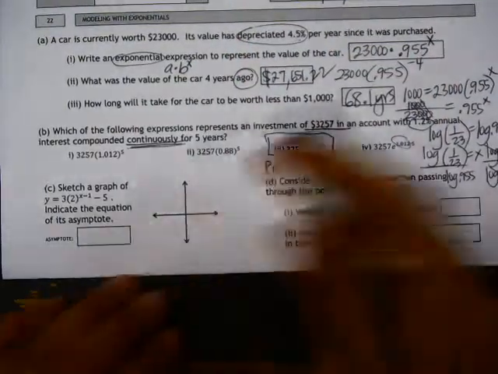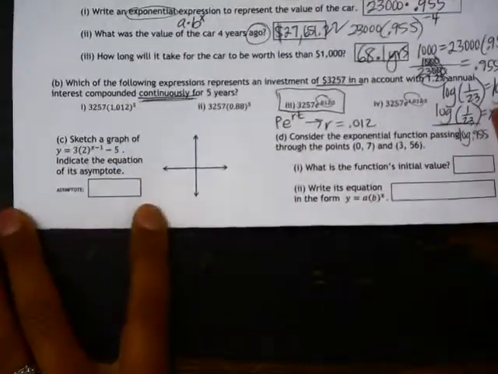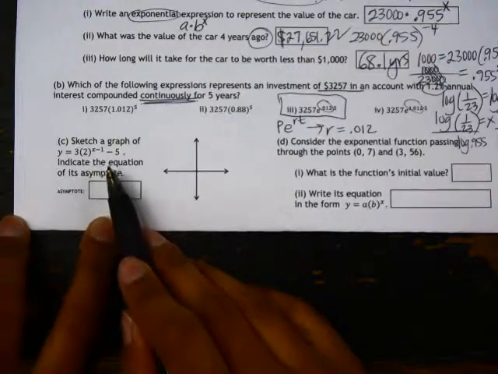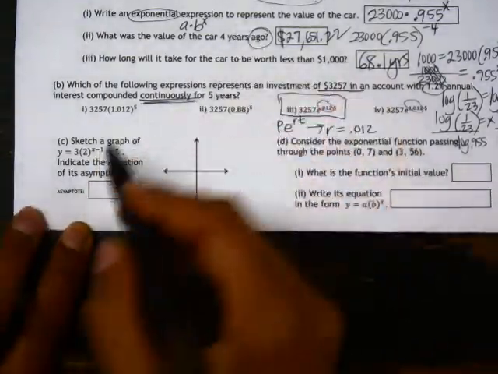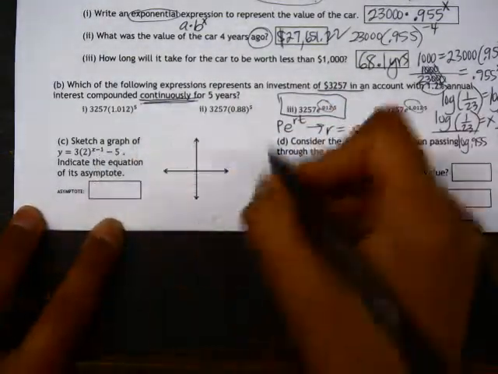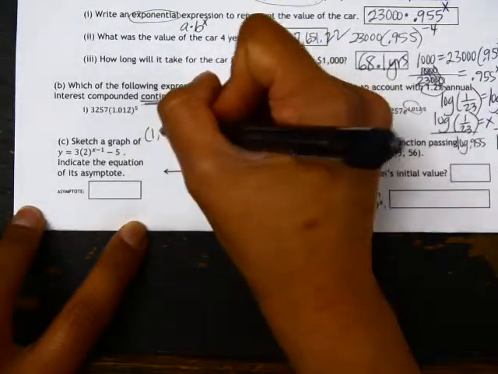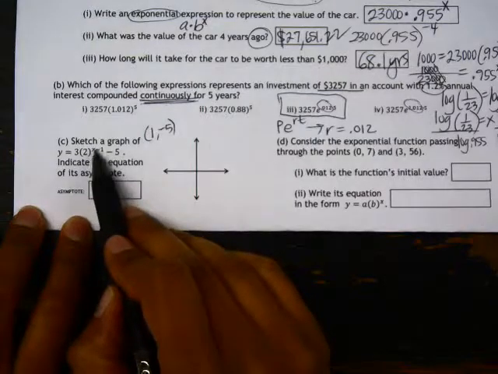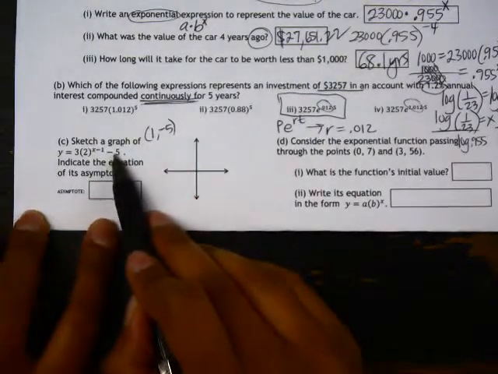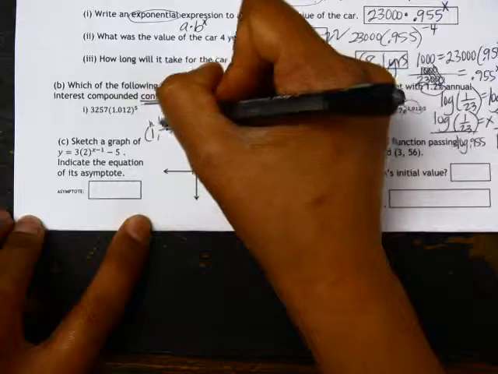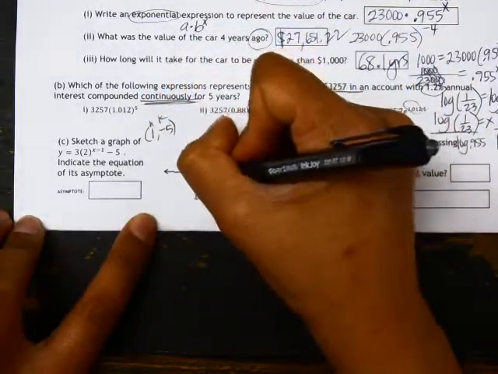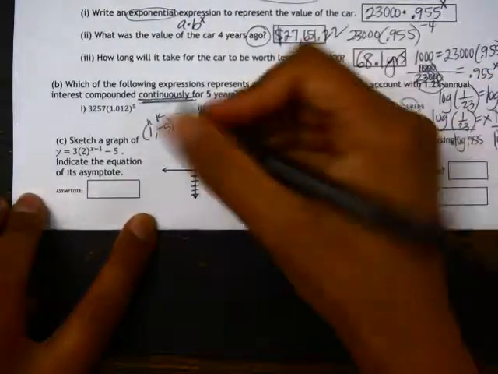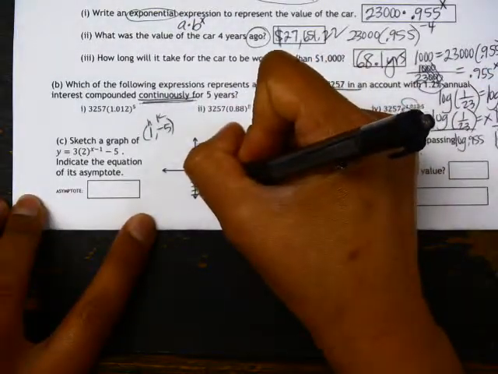Okay, letter C here, sketch a graph of the equation, indicate the equation of the asymptote. Okay, we can start this by looking at the locator point. So in this case, (h, k) is equal to (1, -5). Remember to change the sign of the -1. Don't change the sign of the -5. So now, if that's our locator point, we're basically just moving our XY axis to have a new origin of (1, -5).